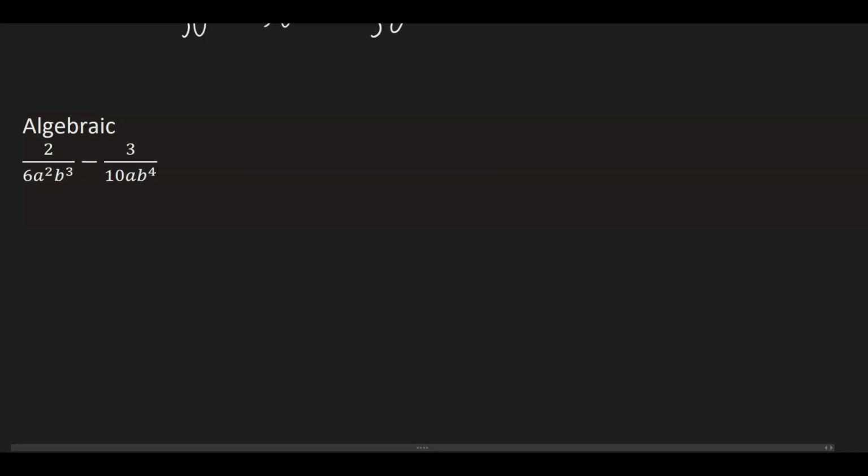Let's now take a look at one that involves algebraic terms. And remember, we should factor each of the denominators into their prime factors first, all right? So let's look at the first one, 6a squared b cubed is going to be 2 to the 1 times 3 to the 1 times a squared times b cubed.